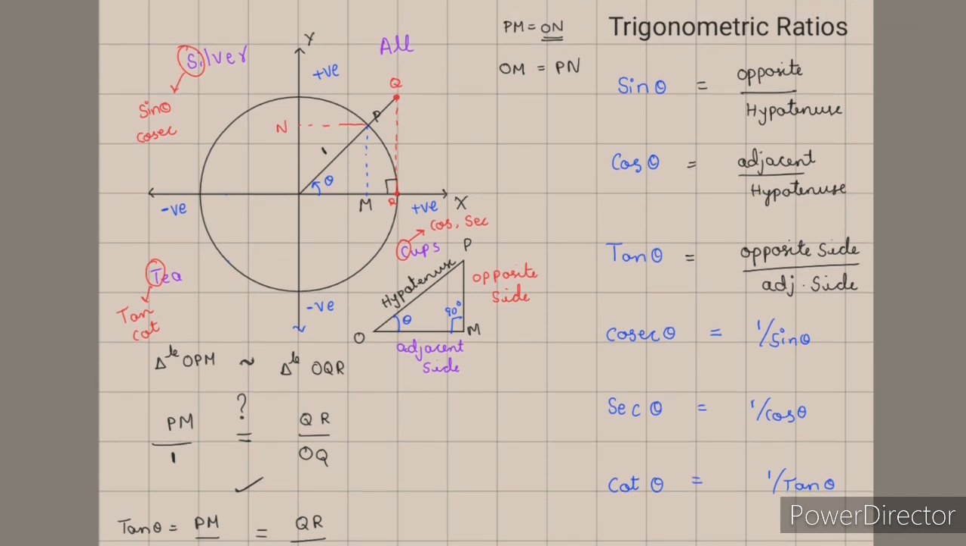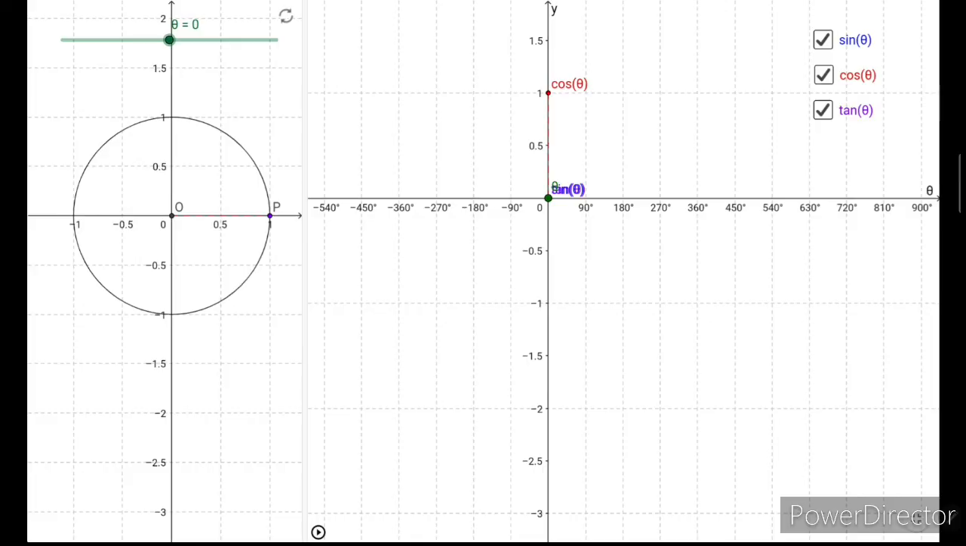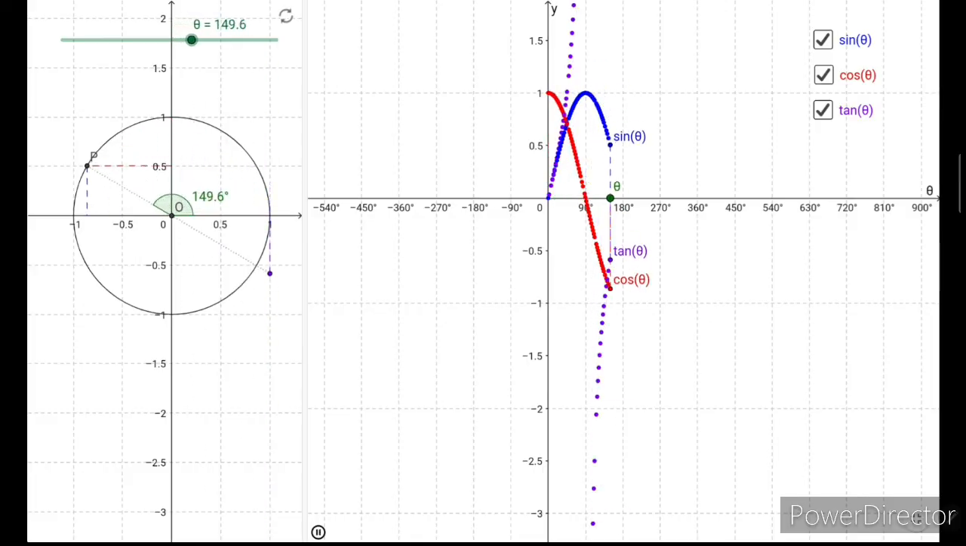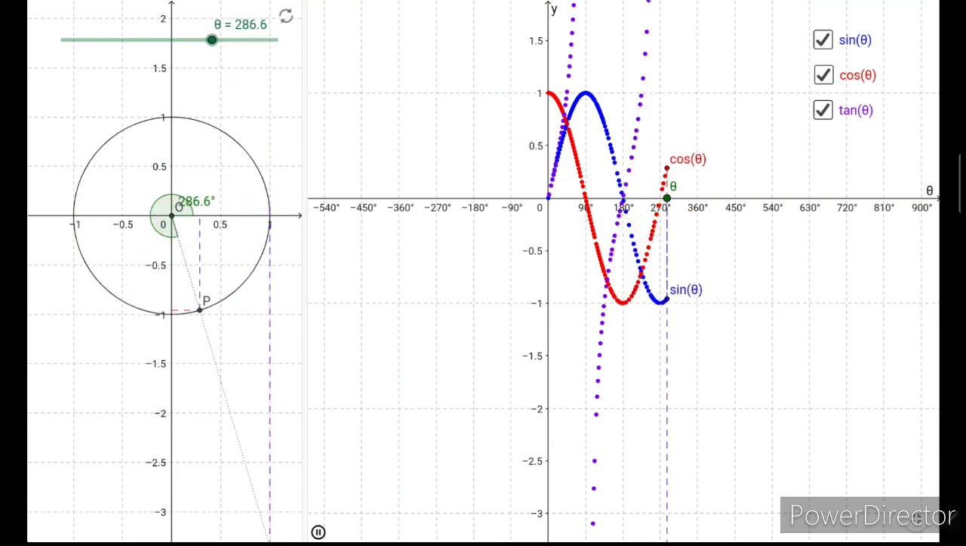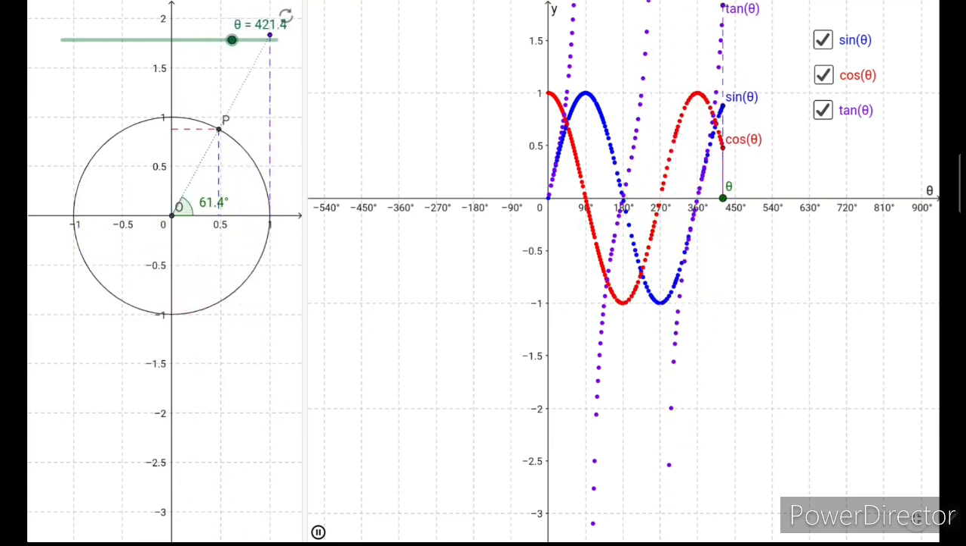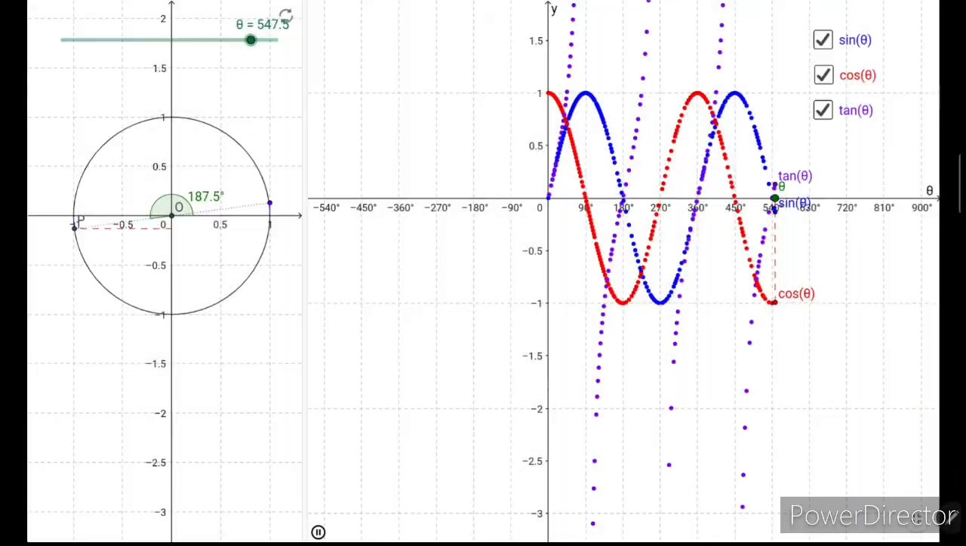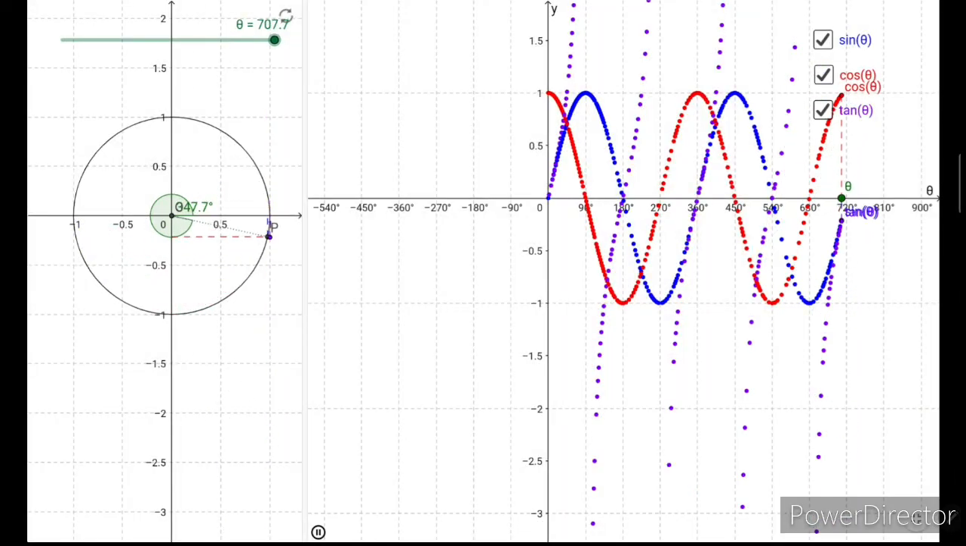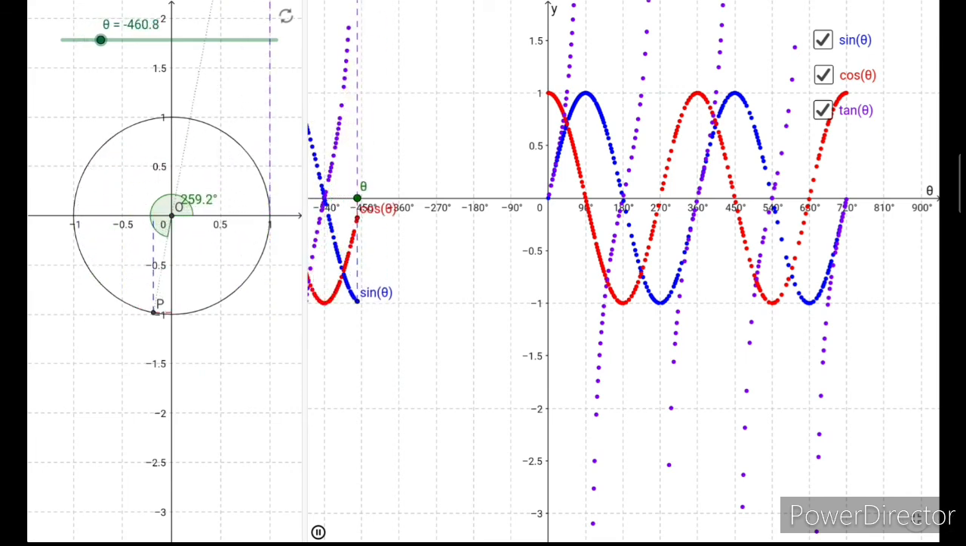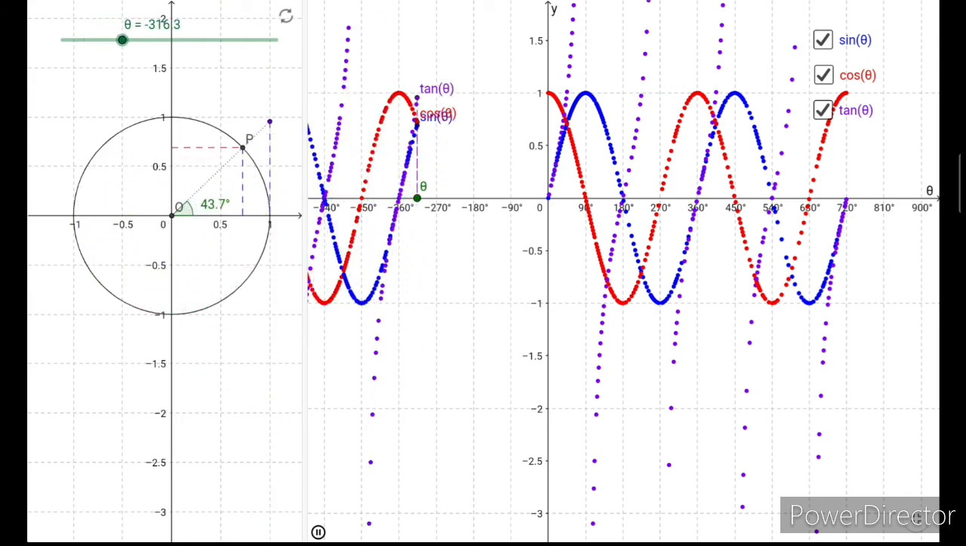Okay, let's see all the sine, cos, as theta is varying from 0 to 360. See, as theta keeps on increasing, the red plot is cos, the blue plot is sin, and the magenta plot is tan. See how tan, cos, sin are varying as theta is varying from 0 to 720 or 0 to 360.